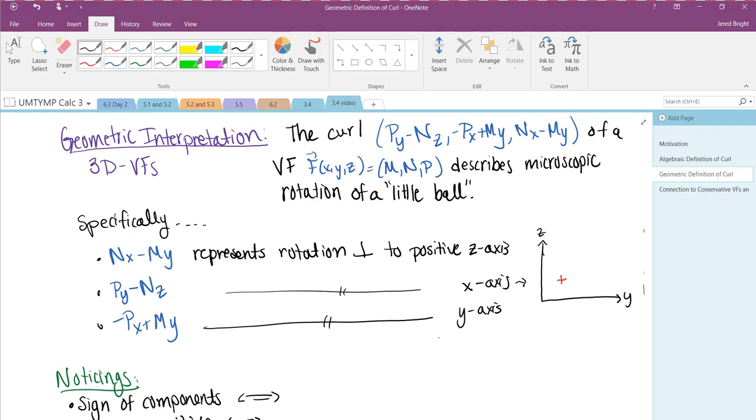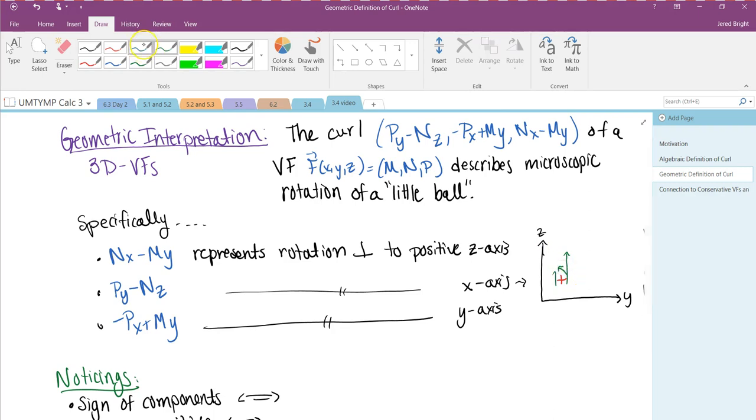P_y says how the vector field changes vertically. So if we think of P_y as positive, what we would see is that as we progress in y, the length of the vectors is getting longer, right? So that's going to induce counterclockwise rotation.